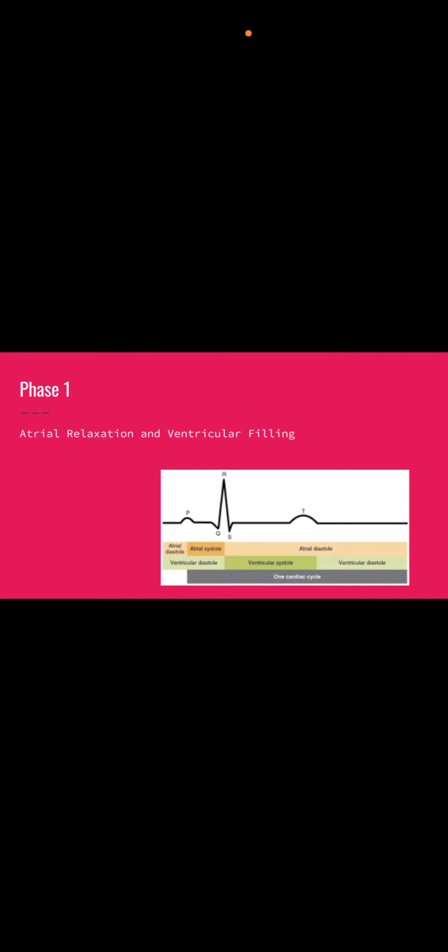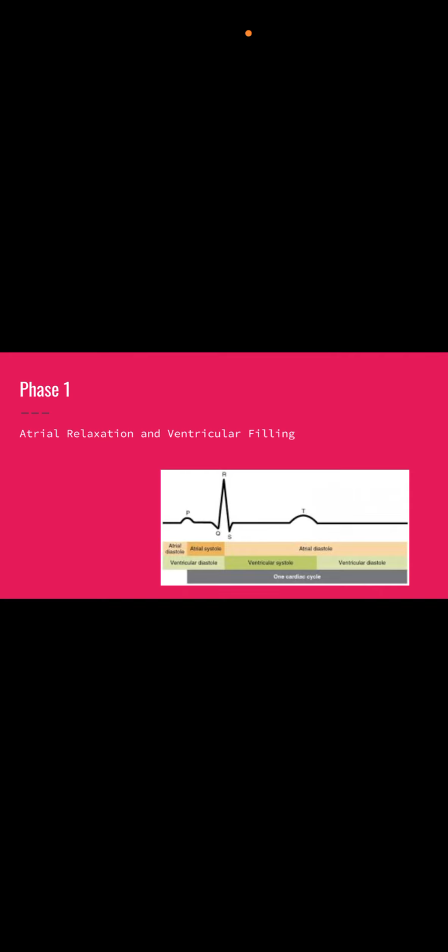Phase one is the atrial relaxation and ventricular filling. Basically, the early diastole. During this phase, both the atria and the ventricles are relaxed. Blood is returning from the body and lungs to the atria, and it flows to the ventricles. The AV valves are open and the semilunar valves are closed.